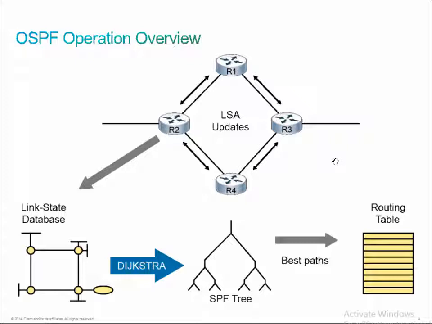All right, so what we're looking at in this diagram here is we've got four routers that are exchanging OSPF information. Adjacencies in OSPF are physical, in other words, the routers have to be in a common broadcast domain in order for them to be able to form adjacencies.